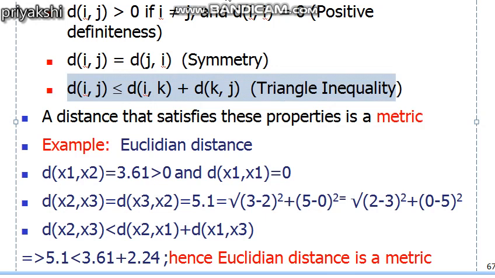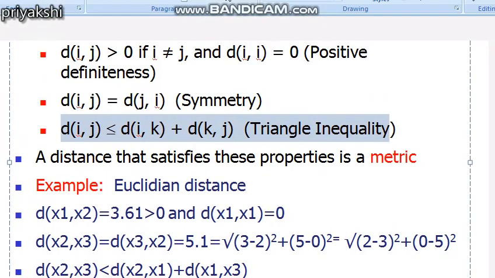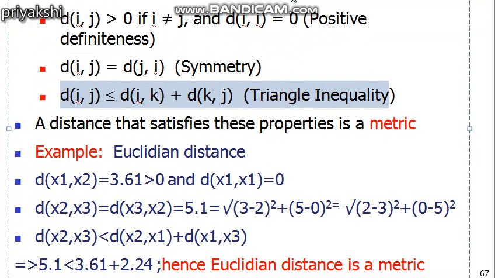So you have to remember this: to be a metric, a distance measure must satisfy all three properties. Generally, a distance measure which satisfies only part of these three properties is known as a pseudo-metric. We will see that some distance measures satisfy all three properties and some only satisfy part of them.